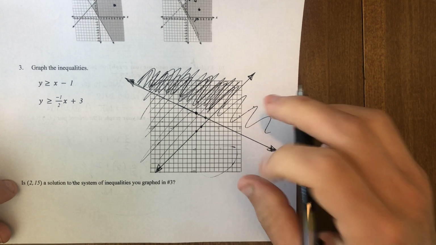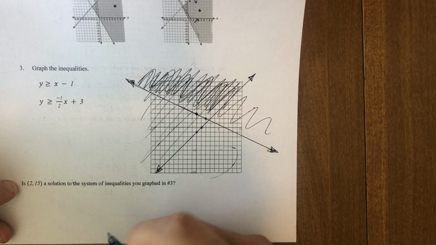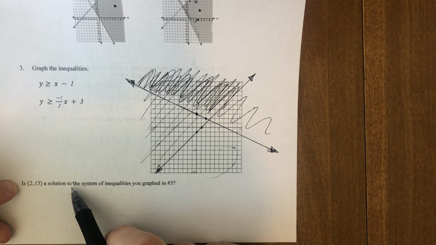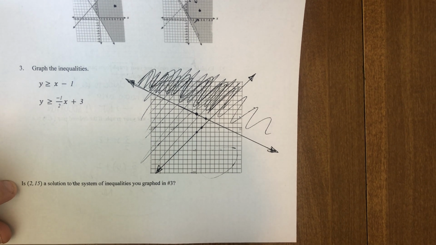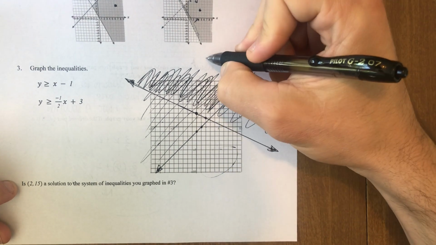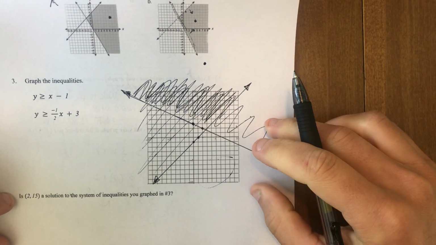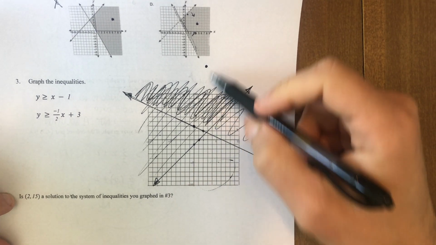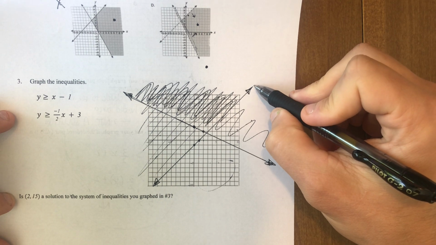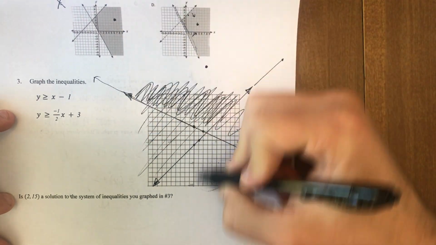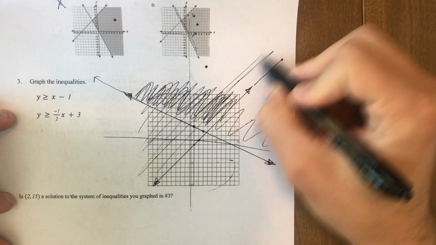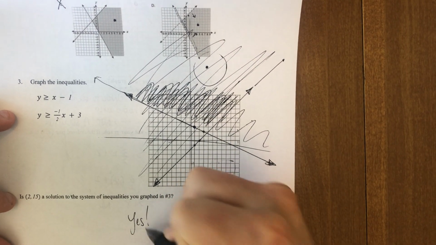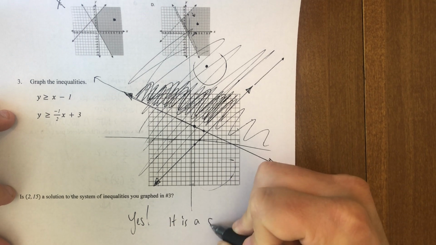So then the last question, similar to the front page, and you can do this however you want, but is 2, 15 a solution? When you have the graph, I think the easiest way is to graph it. 2, 15, somewhere up here. This gets people every year. They say, well, no, it's not in the shaded region. Well, come on, guys, remember, these lines go forever. This graph goes forever. This shaded region goes forever. That is in the shaded region. Yes, it is a solution, definitely.